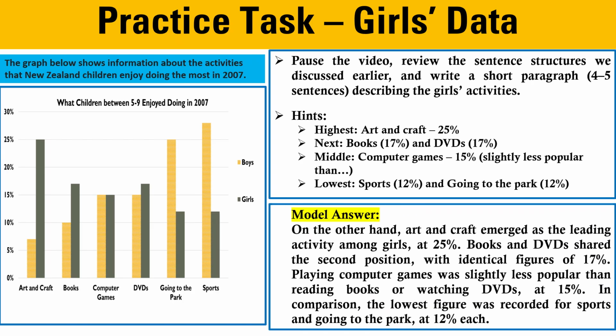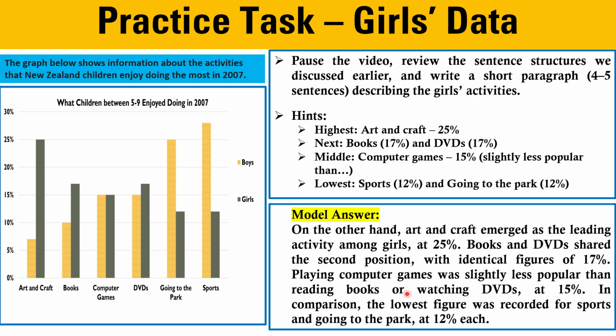Notice the first sentence. Art and craft emerged as the leading activity among girls at 25%. Instead of repeating the most popular, we have used emerged as the leading activity for variety. Next, books and DVDs shared the second position with identical figures of 17%. This avoids repeating common and introduces a fresh way to show equality.